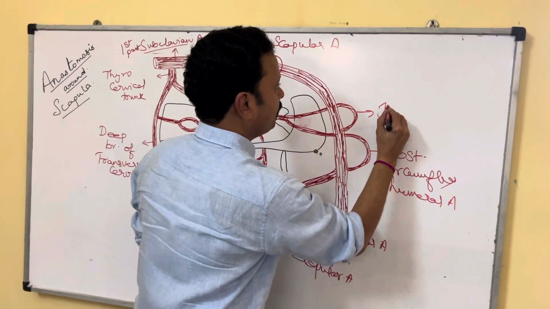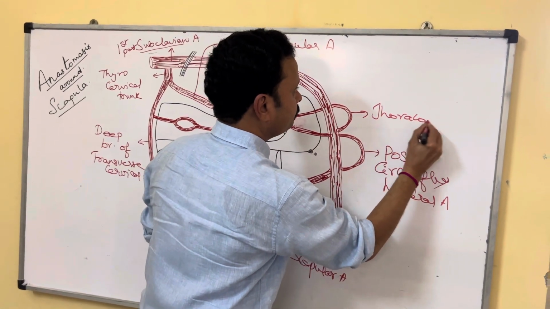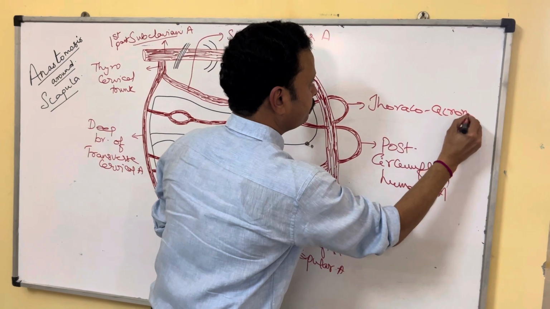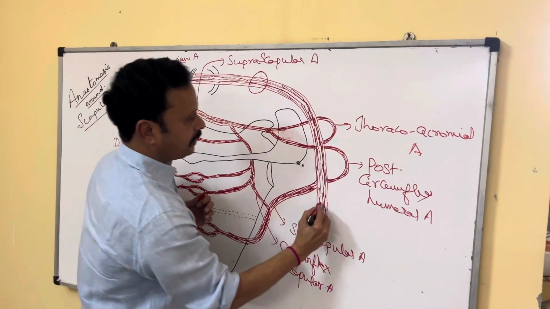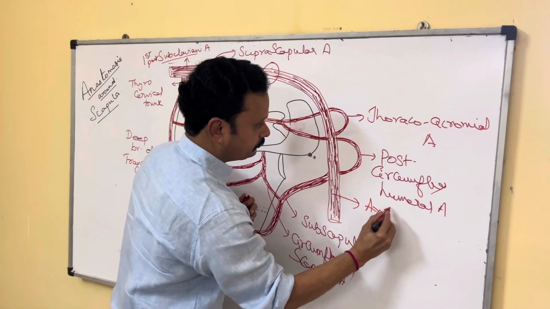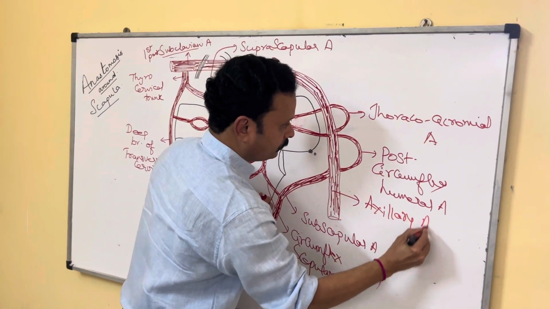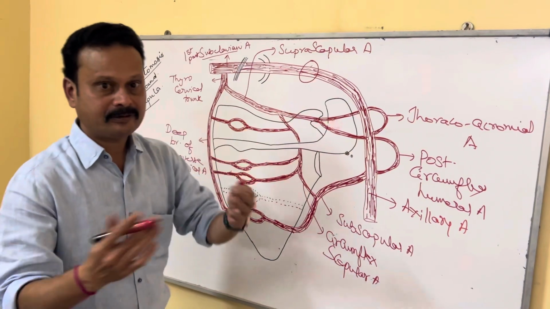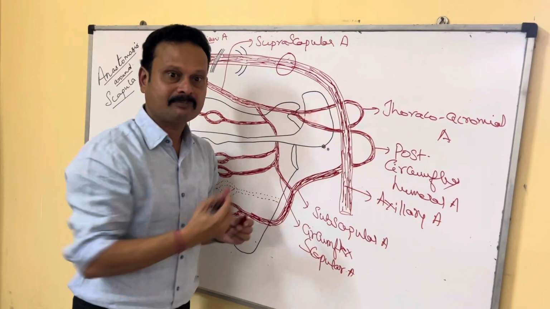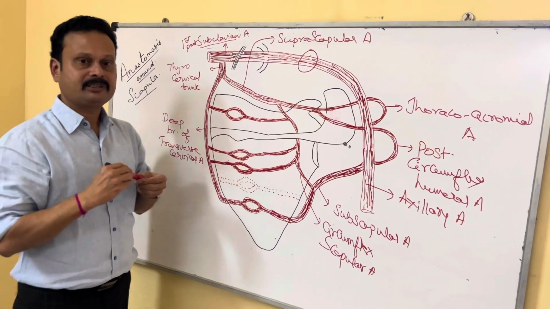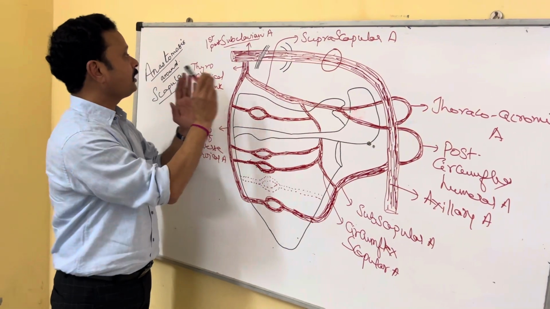This one is the thoracoacromial artery. And this completely is the axillary artery. This axillary artery is divided into three parts, first part, second part, third part, by the pectoralis minor muscle. So this is all about the anastomosis around the scapula.